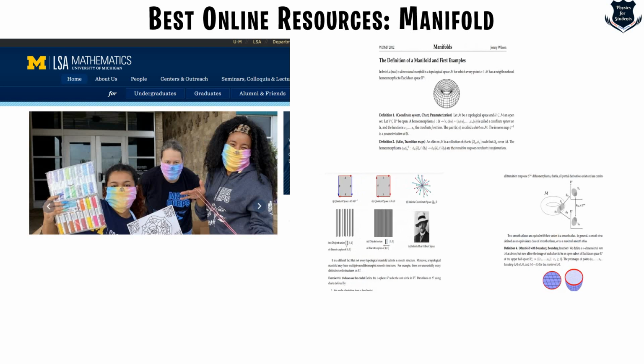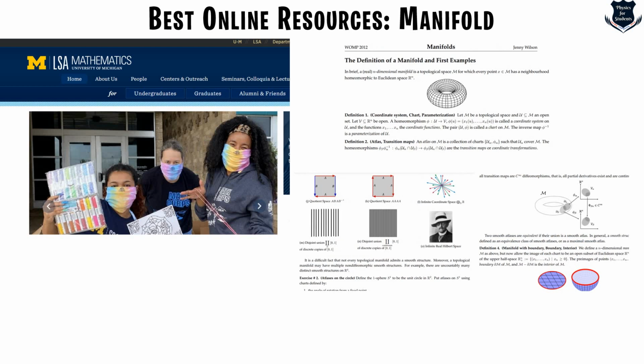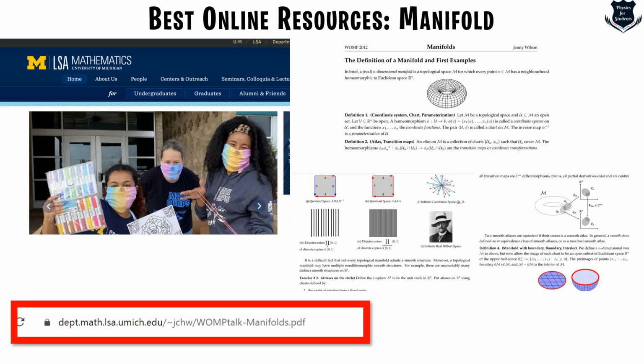And this is a nice book called Manifolds. It shows the definition, the examples, and a lot of photographs, illustrations, etc. This is the website from which you can download: department.math.lsa.umich.edu. But don't download yet, just hold on till the end because I'm going to tell you how you can get all those things.